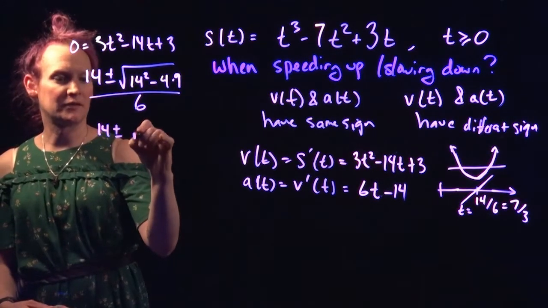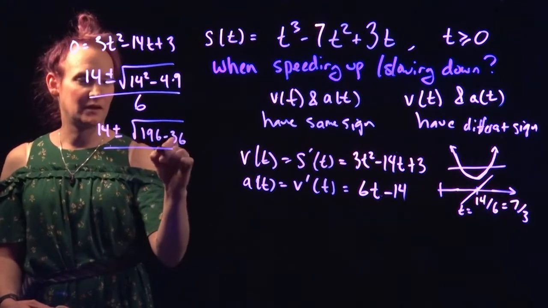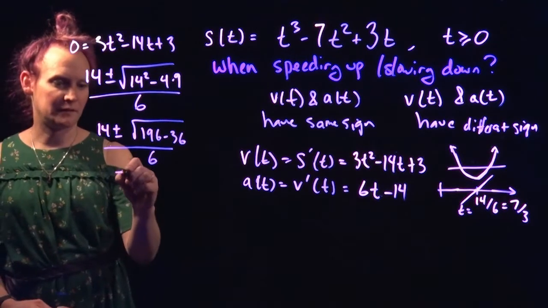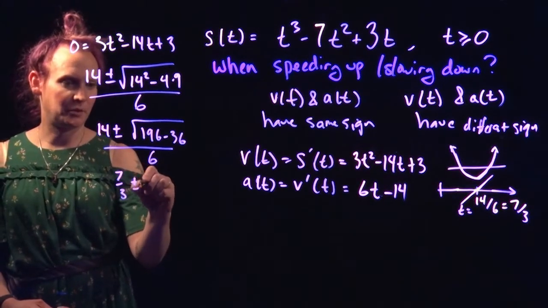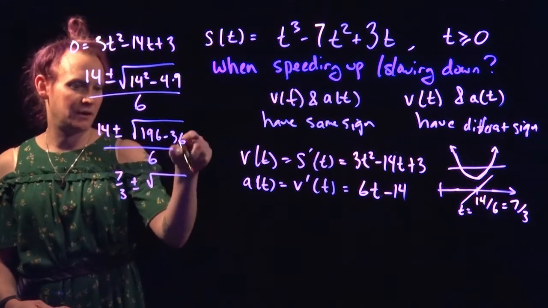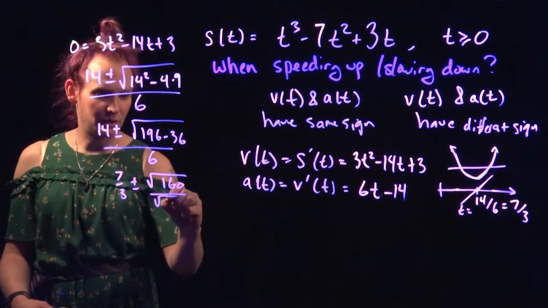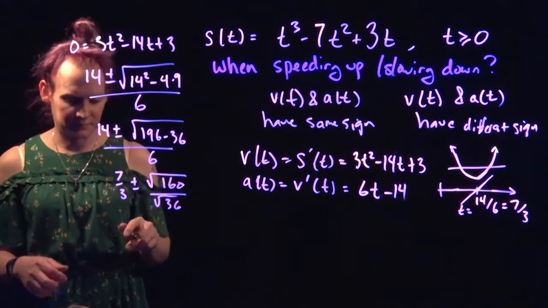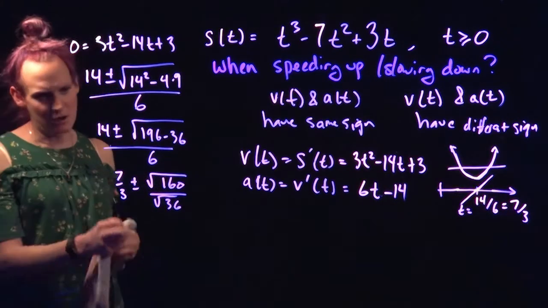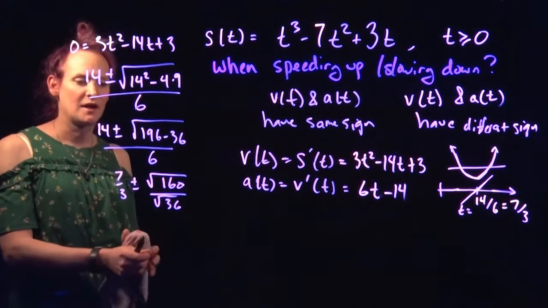14 plus or minus the square root of 196 minus 36, all over 6, is 7/3 plus or minus the square root of 160 over the square root of 36. I'm trying to think about how I want to simplify this, and I think it's useful that you experience my thought process as I go.